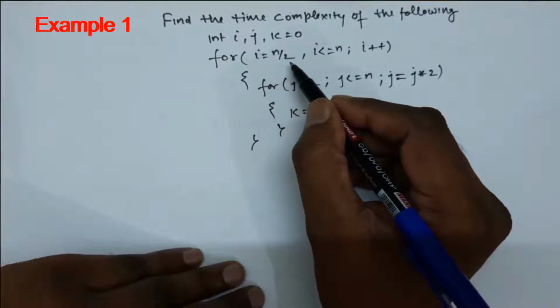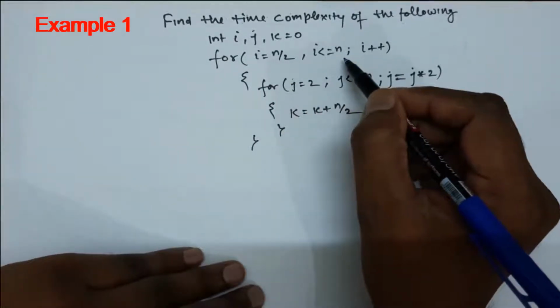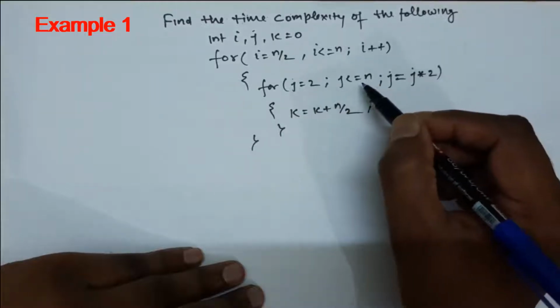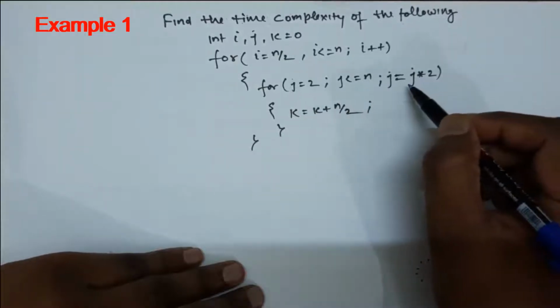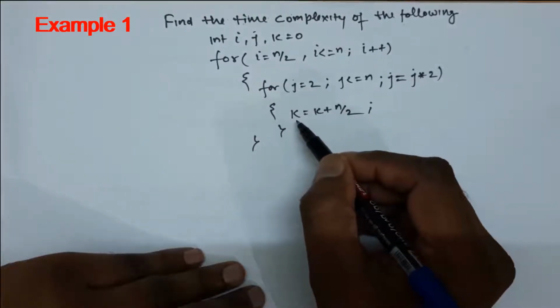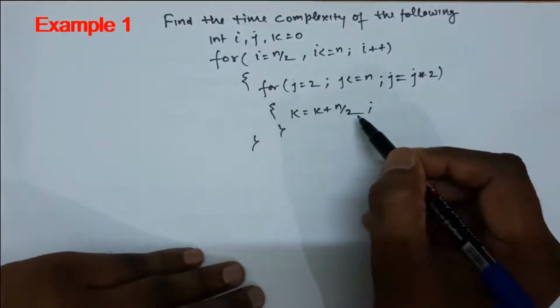For i equals to n upon 2, i less than equals to n, i plus plus. For j equals to 2, j less than equals to n, and j equals to j into 2. And inside the inner for loop, the statement is k equals to k plus n upon 2.